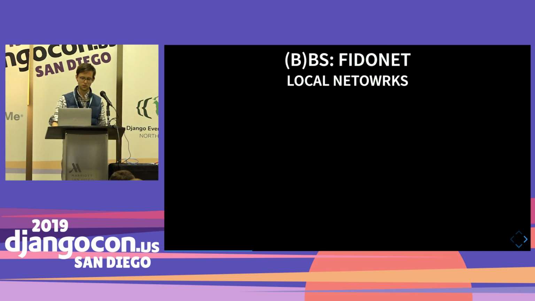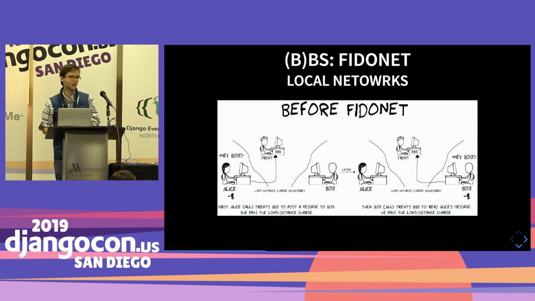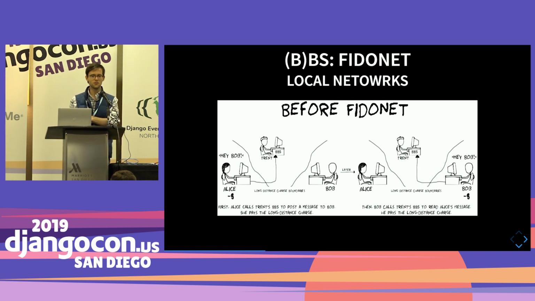I definitely spelled that word wrong. But here is my attempt at an XKCD diagram of the motivation behind FidoNet, which was bulletin board systems were very much individual networks. Someone would volunteer to run one, but if you wanted to call someone outside your local network, you'd have to pay long distance charges.